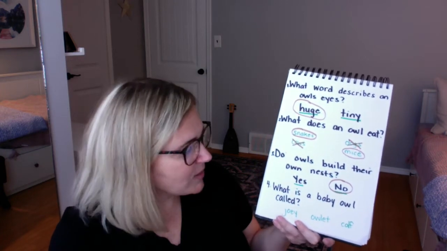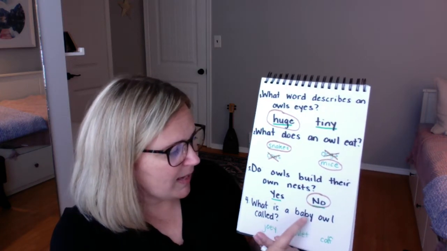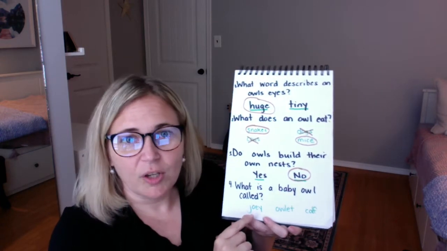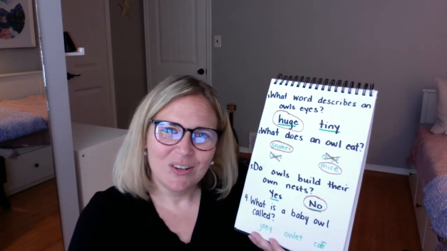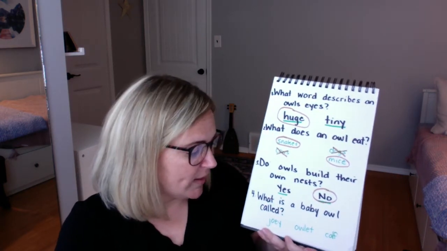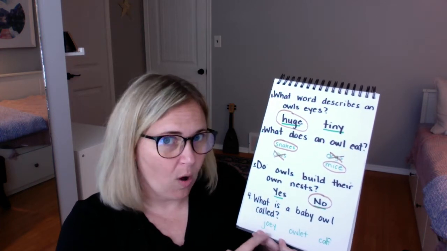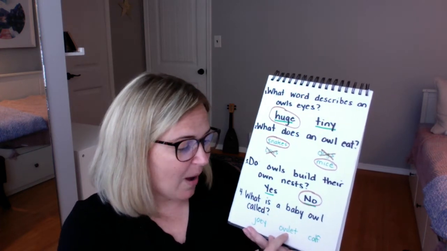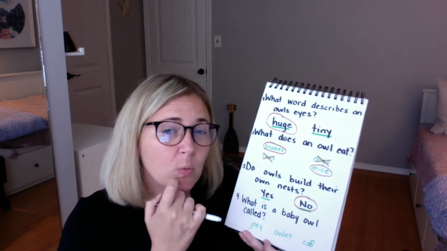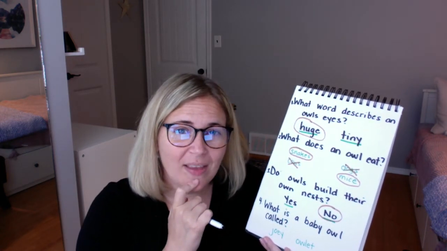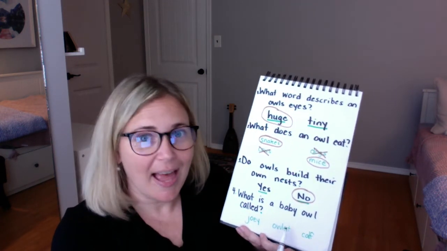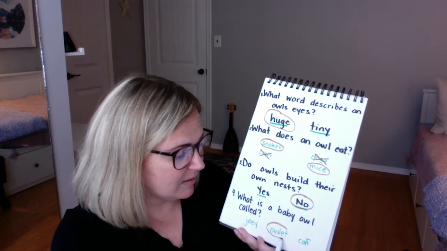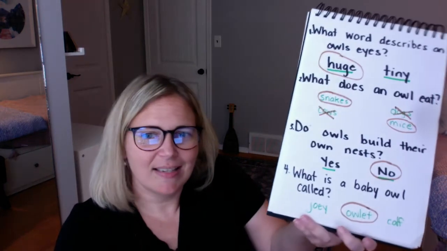All right, the last question, number 4, says, what is a baby owl called? Is it called a joey, an owlet, or a calf? Do you remember? So we learned that a joey is a baby koala, and then there's an owlet and a calf. And do you remember which one they said an owl baby is called? Hopefully you remember that that's the owlet. So we're going to circle owlet because that is the name of a baby owl.